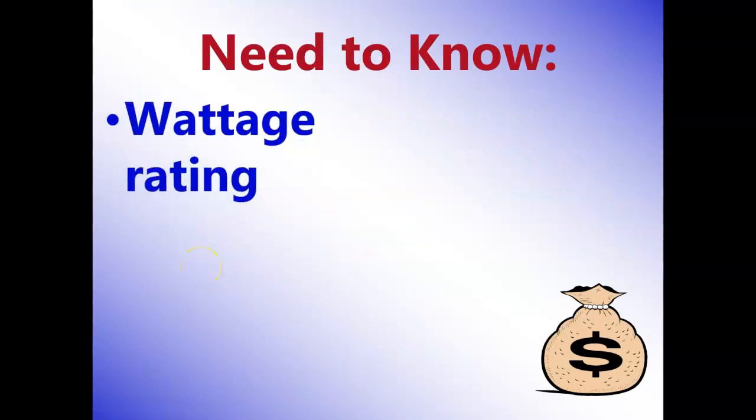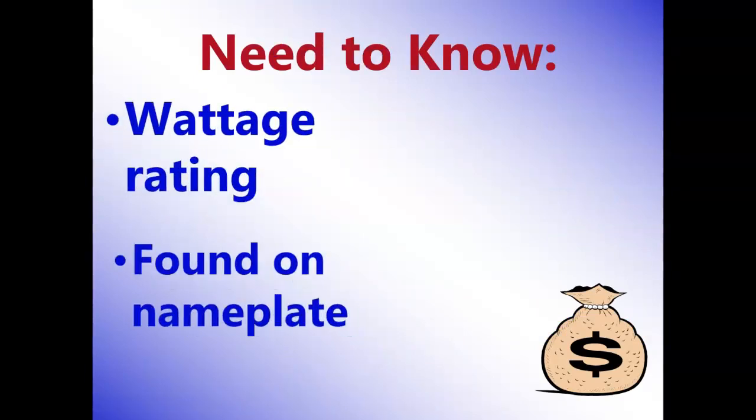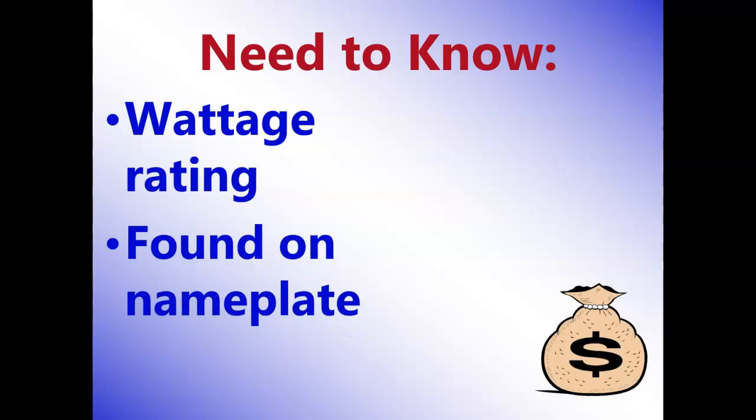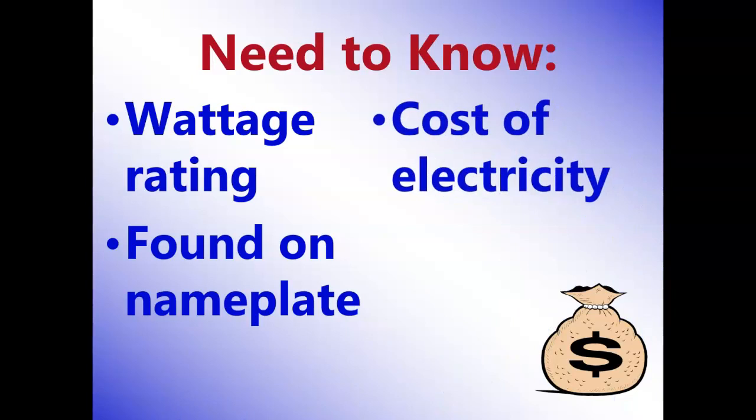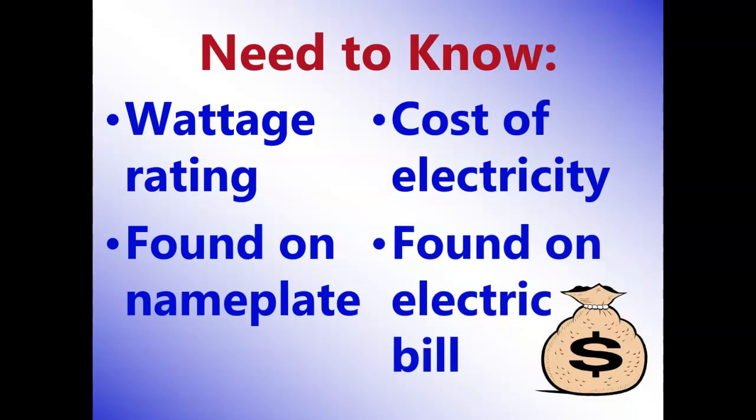So, things that you're going to have to know. First of all, the wattage rating, which is usually found on the nameplate or a tag of whatever device you want to know the rating on. And then the other thing you need to know is the cost of electricity, which is usually found on your electric bill. Normally when you talk about cost of electricity, it's in kilowatt hours, not in watts. So when you figure out the wattage rating, maybe it's a 1200 watt microwave, you're going to have to make sure that you get it all in the same unit, which in terms of electricity cost usually is kilowatts.